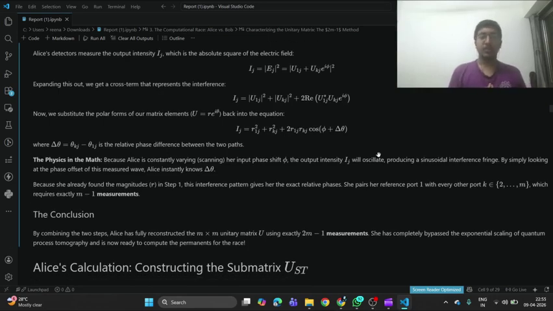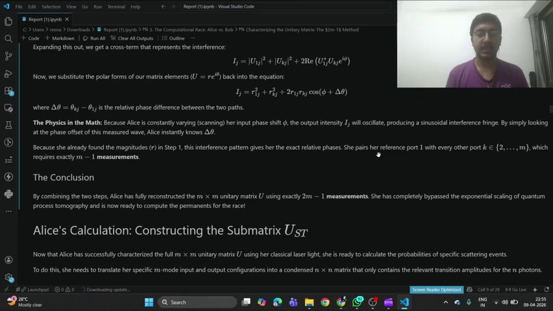Since port 1 is taken as the reference port, Alice varies the other port from k equals 2 to m. Doing so, Alice finds the relative phase of all the other ports with respect to 1, which is all that is needed because global phases do not have any physical significance. Thus, Alice only has to perform m minus 1 measurements in this case. In the earlier case of magnitude measurement, Alice had to perform m measurements. Thus, the total number of measurements she has to perform is m plus m minus 1, which is 2m minus 1.